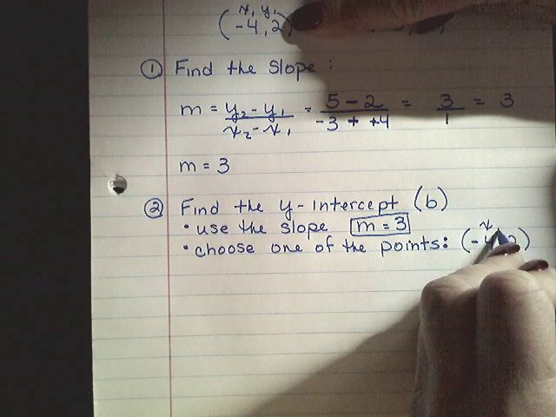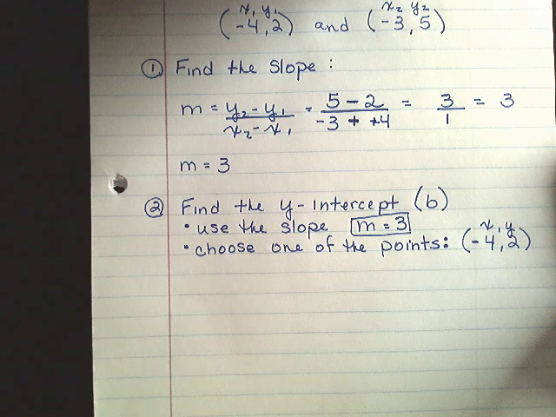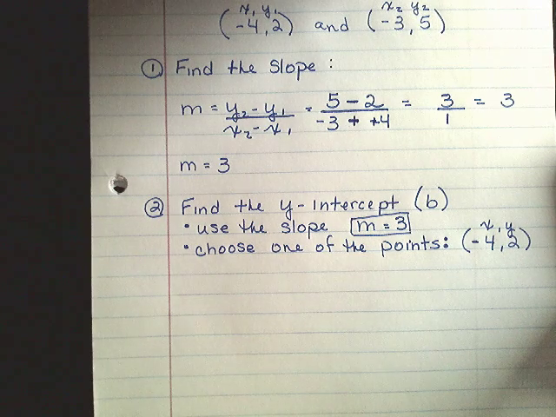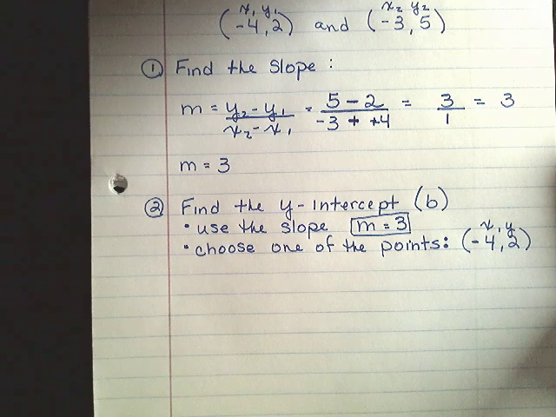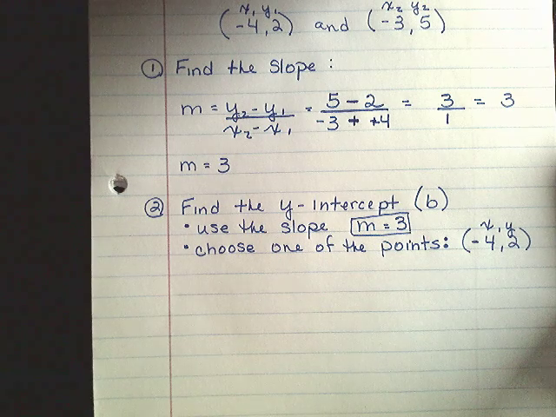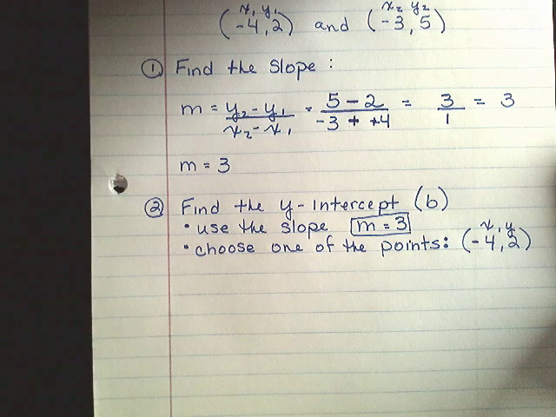And label x and y. Okay, you can use either one of the 2 points. It does not make a difference which point you use. But you need to keep those together. I can't use -4 and 5 or 2 and -3. I have to keep the points together.